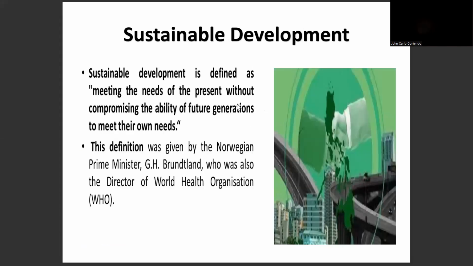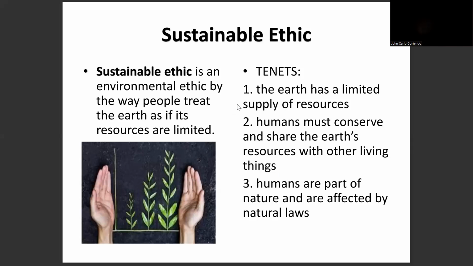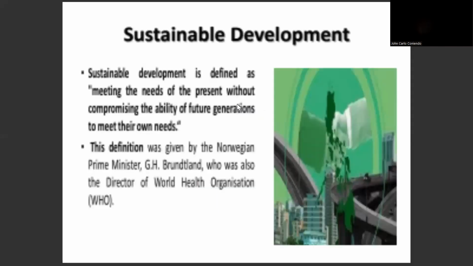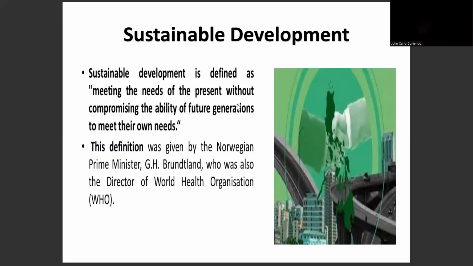So next would be sustainable development. Sustainable development is defined as meeting the needs of the present without compromising the ability of future generations to meet their own needs. This definition was given by Norwegian Prime Minister G.H. Brundtland, who was also director of the World Health Organization, or WHO. So in terms of sustainable development, we need to think of this particular tenet, sustainable ethic, and apply it on our own development as a country currently.